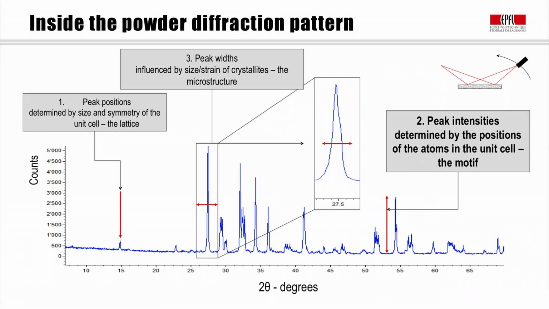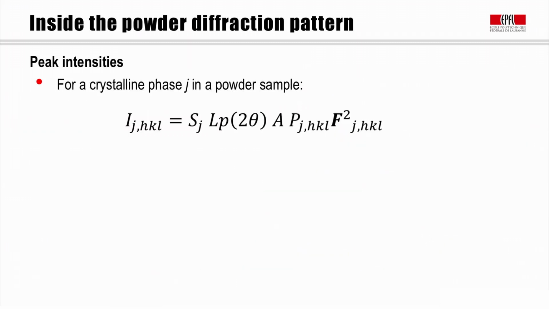Peak intensities are determined by the positions of the atoms in the unit cell. So this is really where your crystal structure information is used. For a crystalline phase in a multiphase powder sample, for instance, one can have this kind of intensity equation for each hkl reflection of that phase. This intensity equation consists of different factors, most of which are not related to the sample crystal structure, but rather to the setup of your instrument or the composition of your sample, or, for instance, whether there is some preferred orientation of particles in your sample or not.